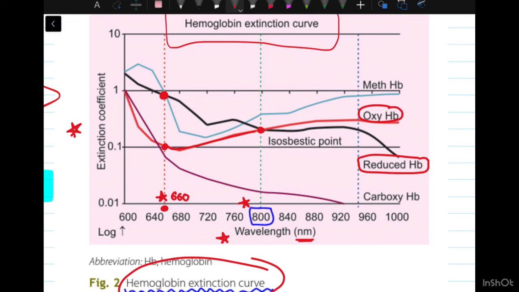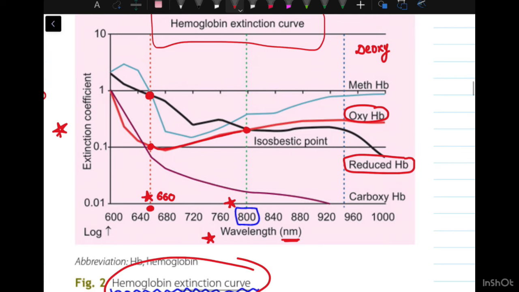At this point, the black line has a higher extinction coefficient. That means the black line, or the deoxyhemoglobin, absorbs more of the 660 light, which is the red light.